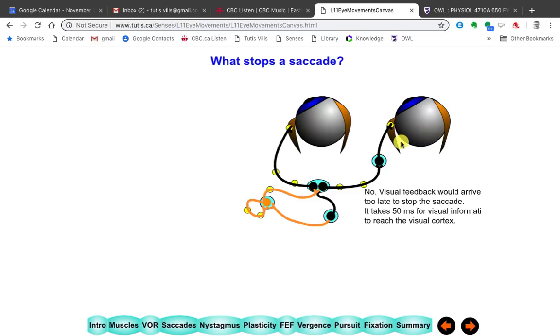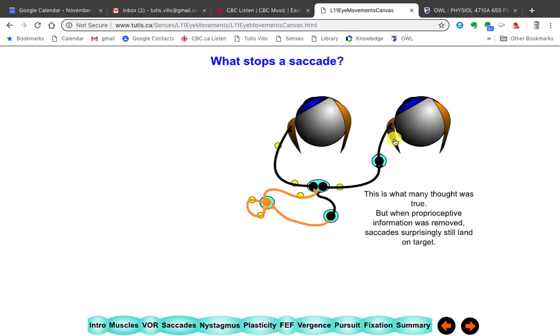The other possibility may be there's a signal coming from the muscles. We said all muscles send out eye position signals. And maybe it's the muscle that says, okay, I've gone far enough, maybe I should stop here. And that isn't true either. Many people thought that these proprioceptors were involved, but they removed them and found the eye stopped just exactly where it was supposed to stop.